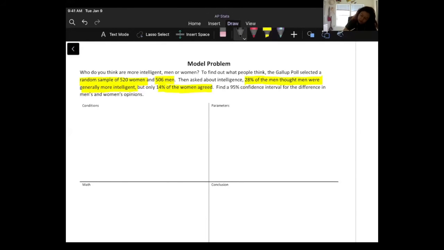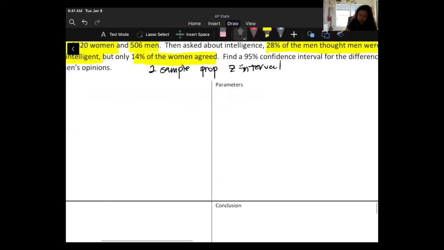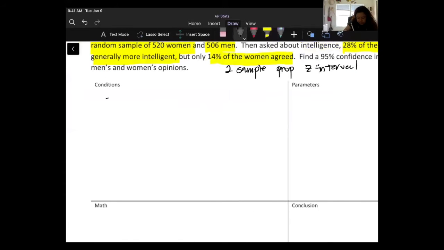Let's go ahead and start with our conditions, or actually, we're going to start with the name. The name of this test is a two-sample proportion z interval, or confidence interval. Both are totally appropriate. Conditions: we know that this is a random sample. It's less than 10% of all men and women.